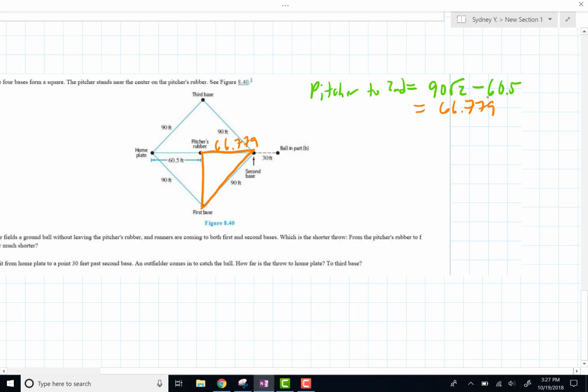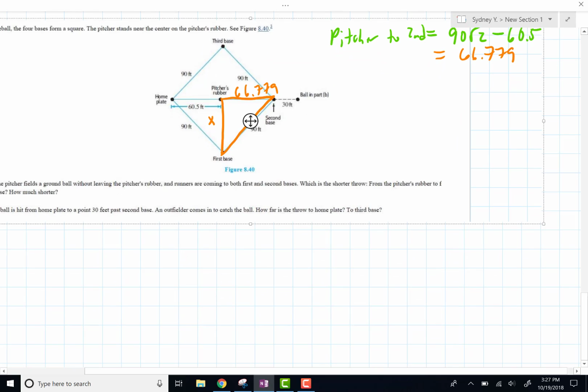And then this is what we're trying to find now. And what else do we know? Okay, so you've got a side-side-side case. Side-side-side, we're thinking law of cosines again. And so I need an angle, right?